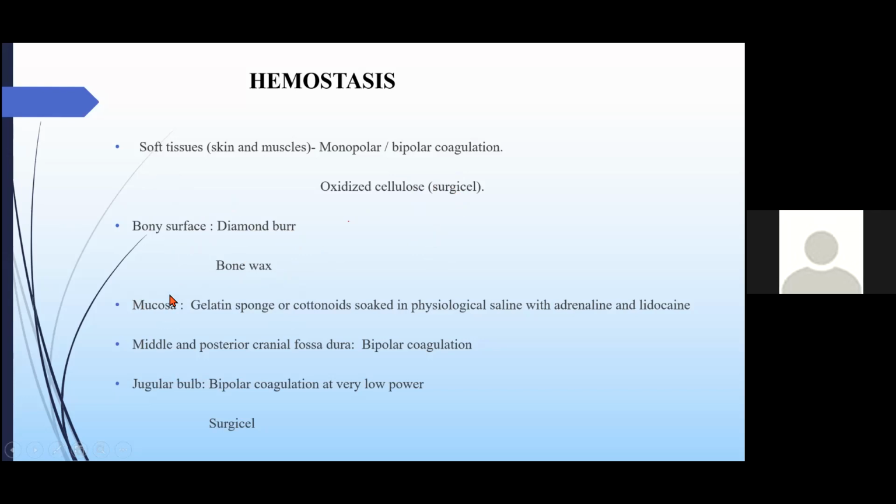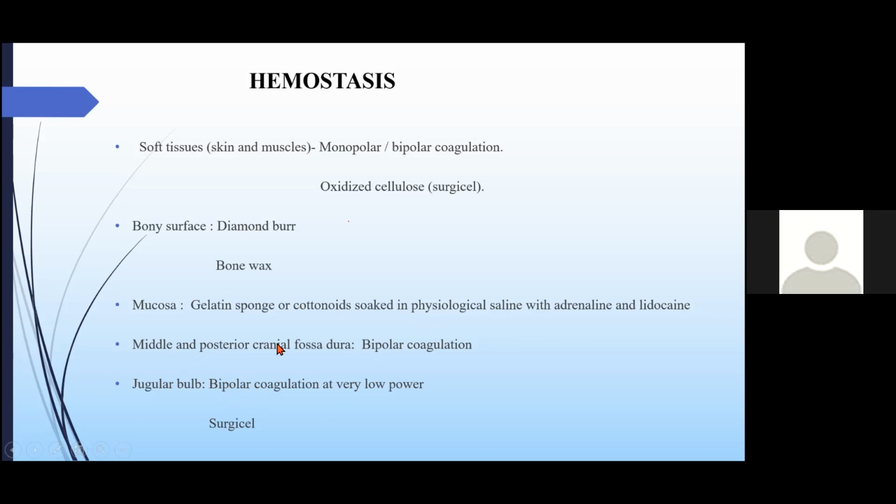For any mucosa, like in the middle ear cavity, if we are working from the TM flap or in the mucosa, if the bleeding has to be controlled, we should never use any coagulation methods, only gelatin sponge or cotton balls which are soaked in the local anesthesia solution. They are very good to control the bleeding and provide a good exposure for the surgery.